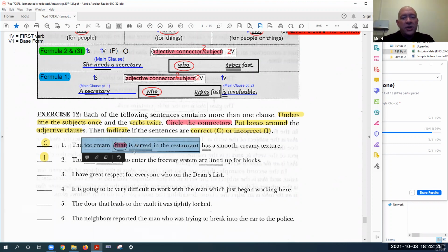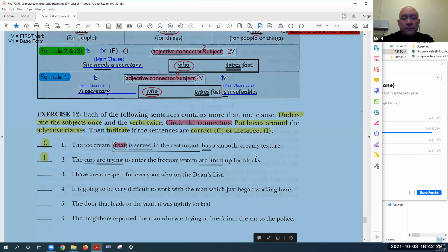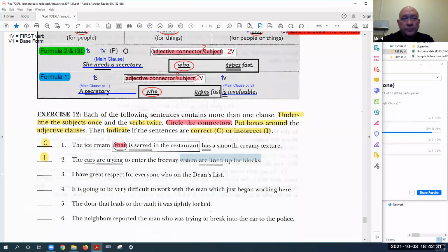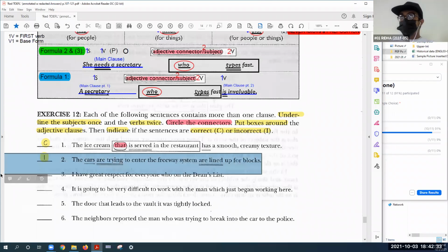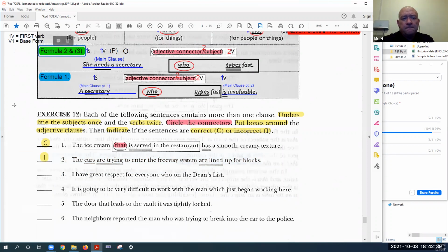Okay, let's do number 2 here. Abdulaziz, can you explain number 2? What do you think? Do you think it's Formula 1 or Formula 2?